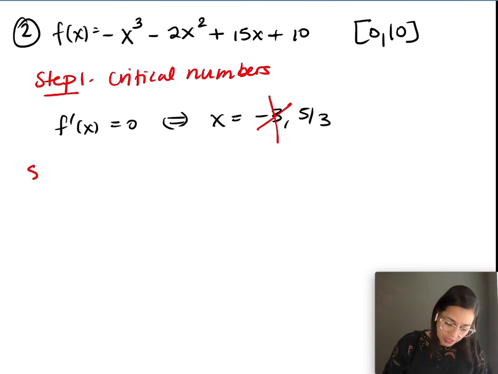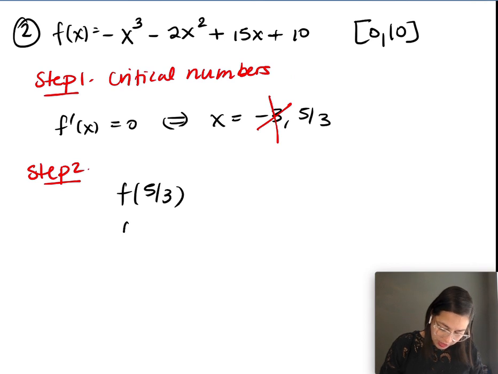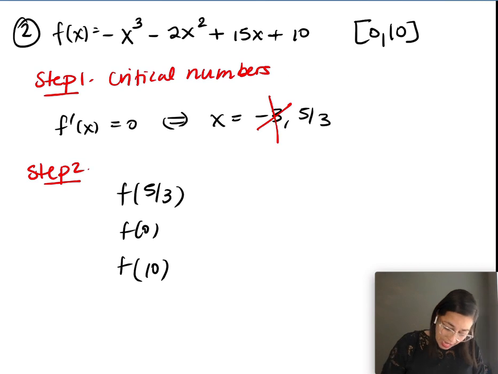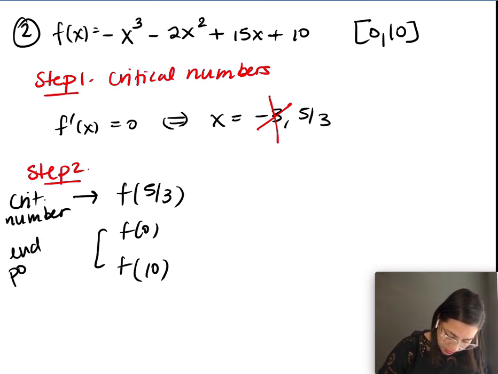Now step 2, we'll look at the value of the function at my critical numbers in between 0 and 10 and the endpoints. In other words, I want to find what f of 5/3 is, what f of 0 is, and what f of 10 is. One more time, I'm plugging 5/3 because this is a critical number, and I'm plugging 0 and 10 because these are the endpoints.